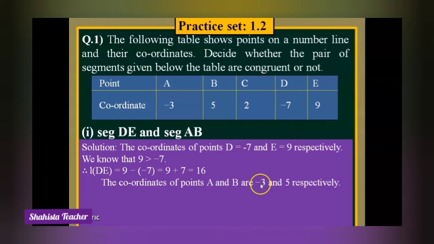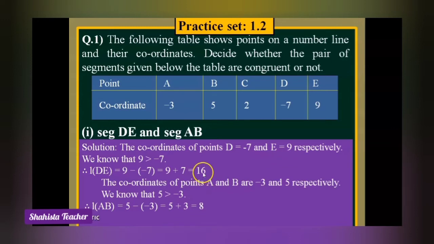Now we know that 5 is greater than -3, because 5 is positive and -3 is negative. A positive number is always greater than a negative number. Now we are calculating the length of AB. So length of AB is equal to 5 minus -3. Minus into minus becomes plus, so 5 plus 3. After adding 5 plus 3 we get 8.